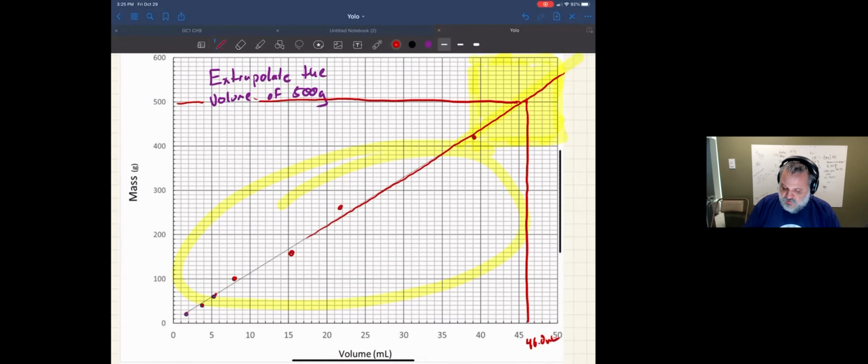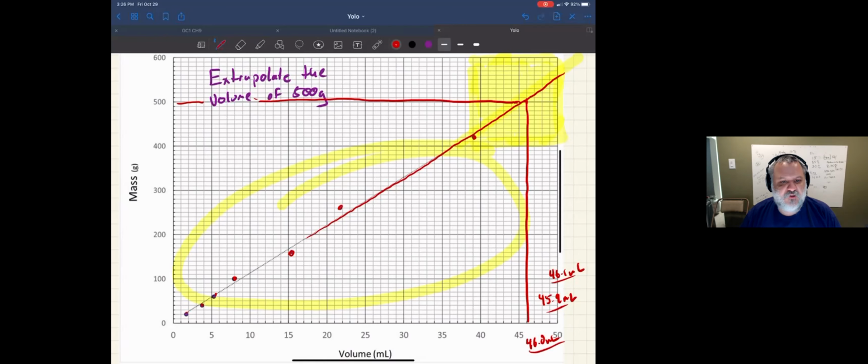46.0 milliliters. Now, maybe you drew it a little differently. I know mine was a little bit different. So maybe you would read 45.9 milliliters. Maybe you would read 46.1 milliliters. All of these answers would be acceptable. This is how extrapolation works.